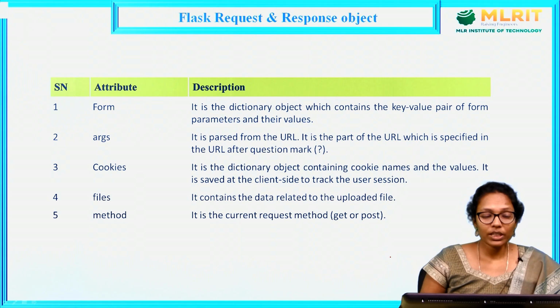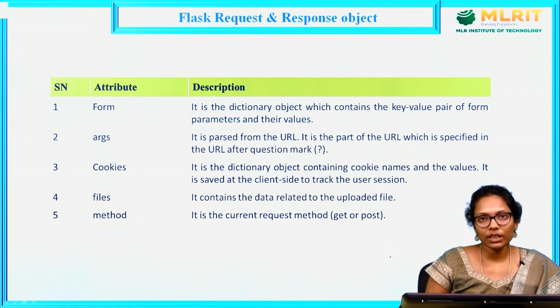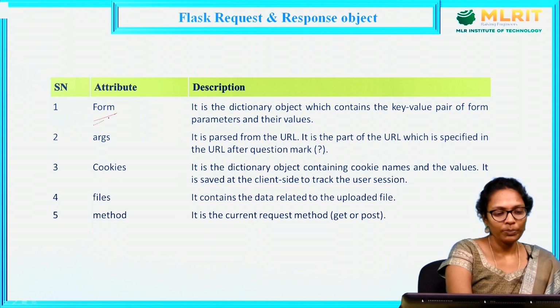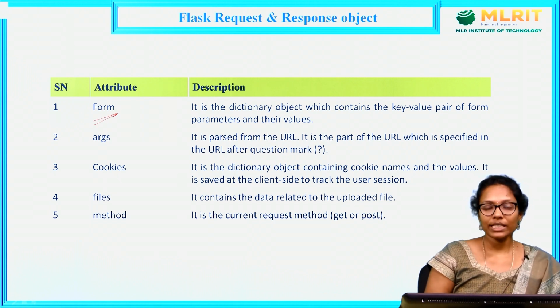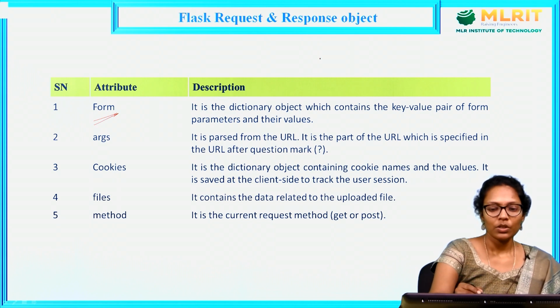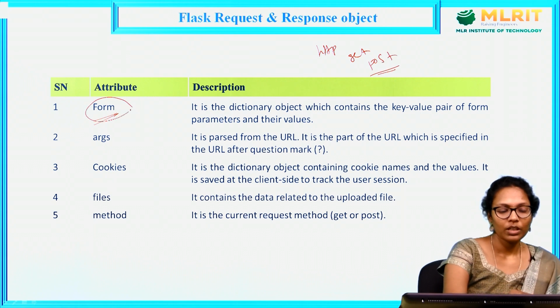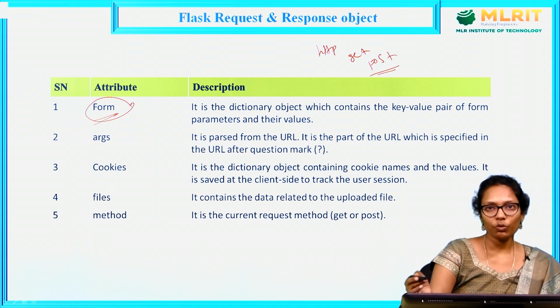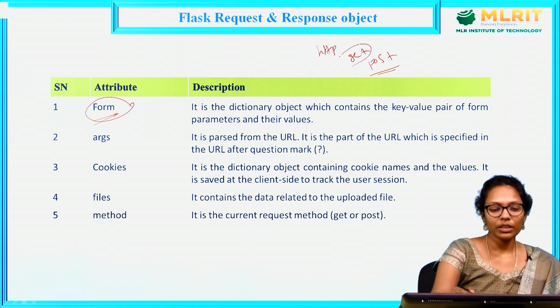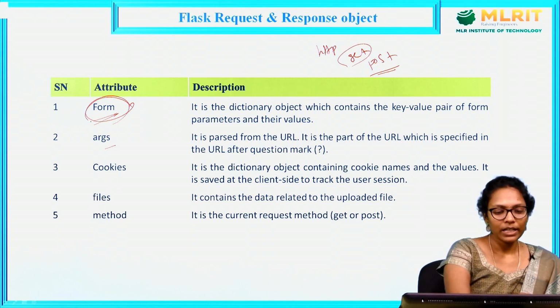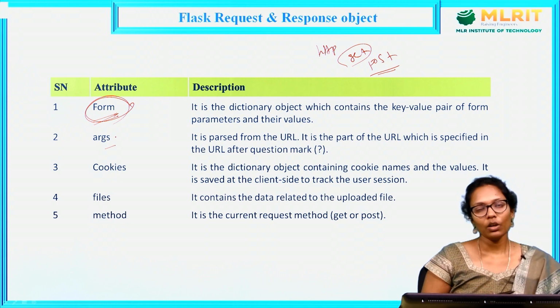Coming to the request object, it contains different attributes. The first attribute is form. We have seen these things in the post and get HTTP methods examples in the previous videos. If it is a post method, you use form to access the data, request.form. If it is a get method, you use args, request.args. The form attribute is used to get the form data.